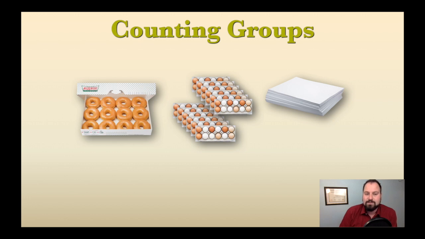So here we go. We have counting units. You've seen some of these before. A dozen being 12 things. In this case, we have those donuts. God, I want a donut now. Okay. And then we have a lot of eggs.